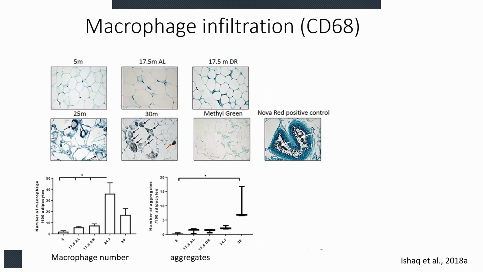We also looked for macrophage infiltration using the marker CD68 as a positive control. When we look at numbers, they increase. However, interestingly, they don't decrease with dietary restriction. But if we look at aggregates, which I believe are shown here, there is a significant increase at 30 months. It is known that aging is to a large extent connected to inflammation, and we think this is a readout for it. And I showed you in the initial scheme that macrophages are infiltrating into the adipose tissue.